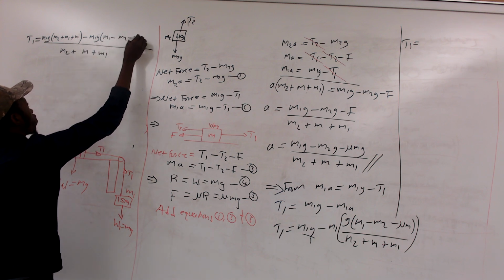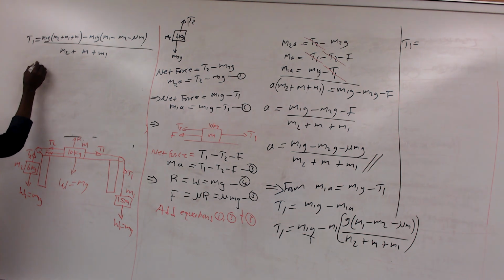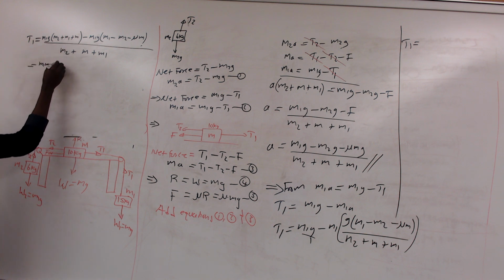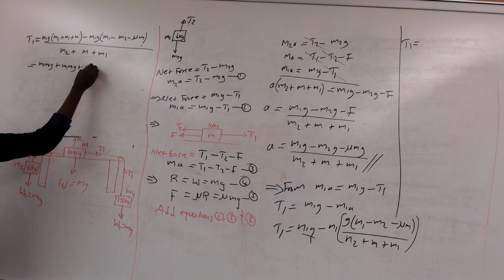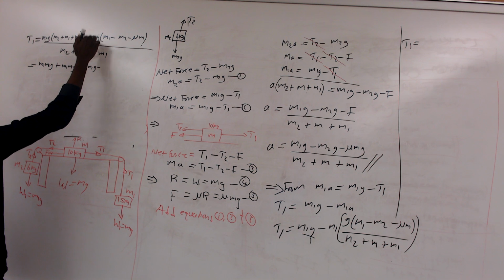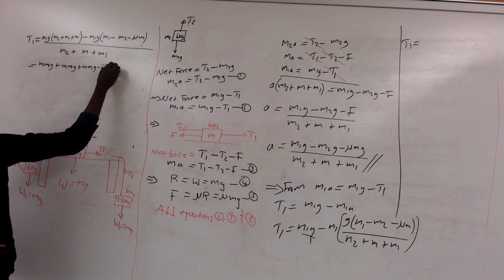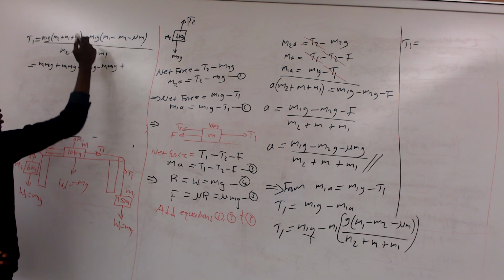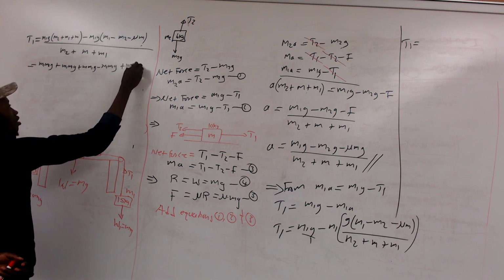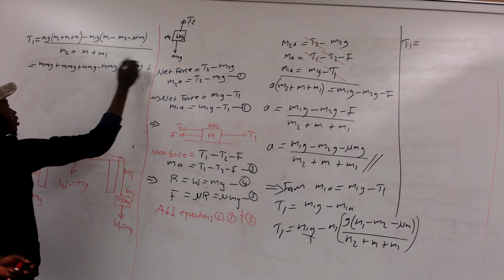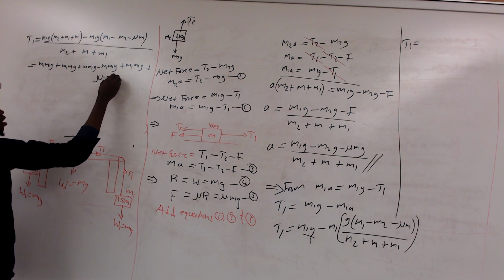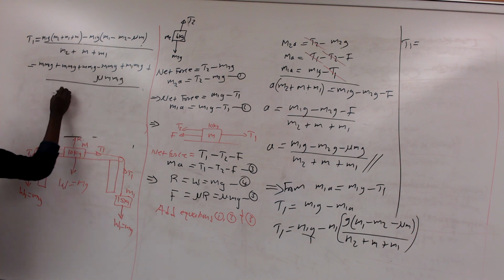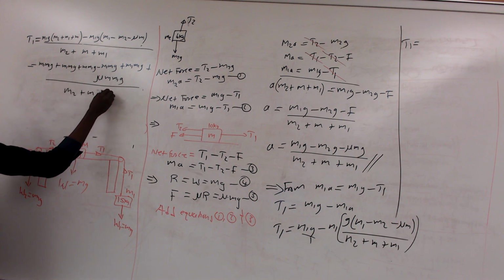So we expand. M1G times M2 is going to be M1 M2G. M1G times M1 is going to be M1 M1G. M1G times M is going to be plus M1 M G. We are done with this. Minus, we'll take this again. M1G times M1 is going to be M1 M1G. Minus will be plus. M1G times M2 is going to be M1 M2G. Minus is plus. The last one, M1G times mu M is going to be mu M M1G, divided by M2 plus M plus M1.